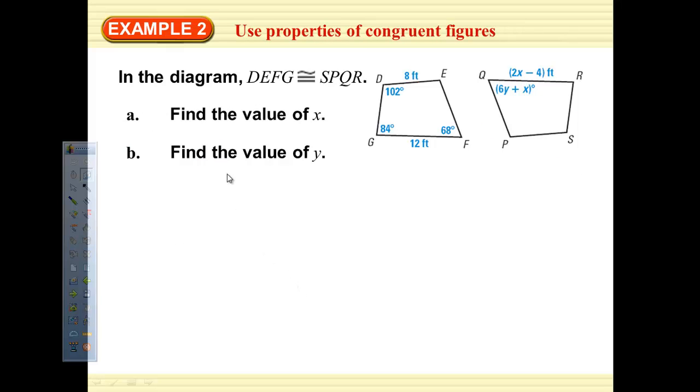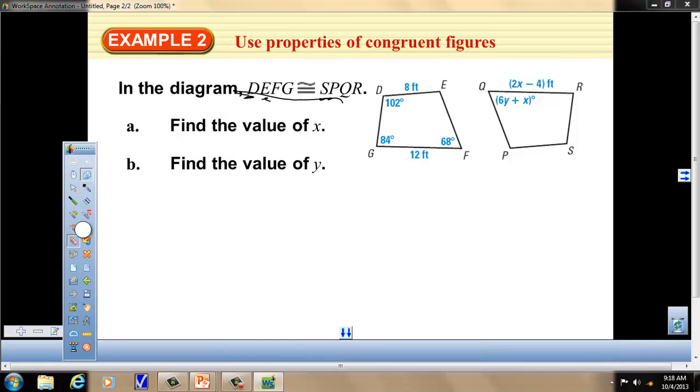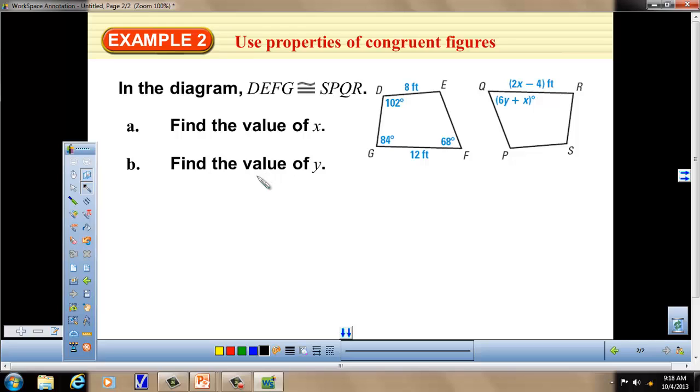Now for this one, we know that these two figures are congruent, and again, a good key is D corresponds to S, E corresponds to P, and so on. So the way we write this determines the way we write this. So therefore we can use this as a way to figure out which parts are congruent.